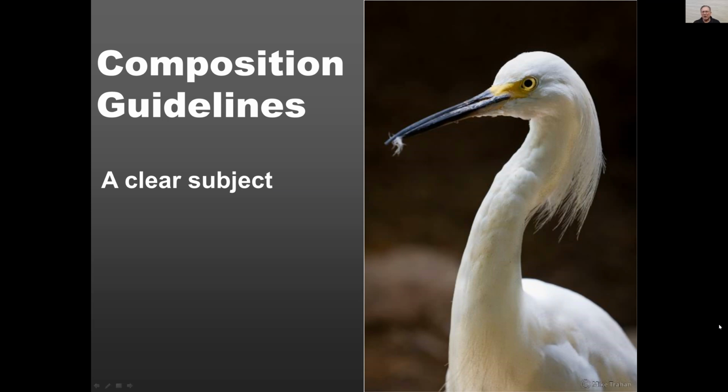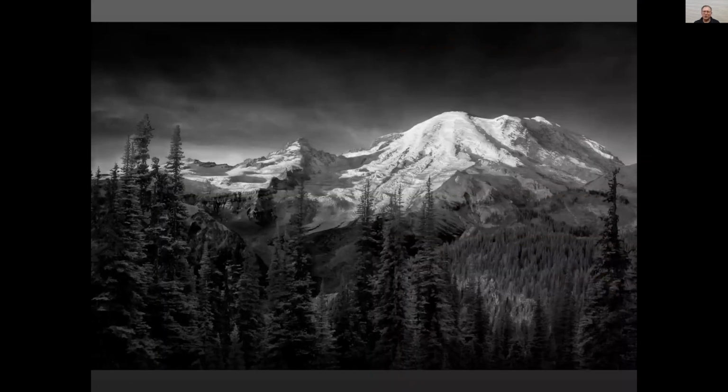One of the first guidelines is to try and have a clear subject. The viewer should not have to try to figure out what it is you're trying to show them. It should be pretty obvious. The snowy egret, the subject is very obvious. You know exactly what it is. That was taken at the Lincoln Park Zoo, by the way.